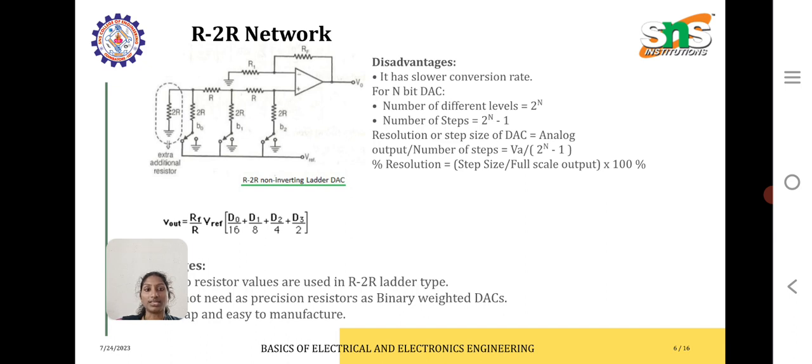In the advantages, the resistor values used in the R2R ladder type do not need any precision resistors, as the binary weighted resistor does. It does not need any precision resistors and it is cheap and easy to manufacture. Whereas in disadvantages, the resolution or step size will be step size divided by full scale output into 100%. If we calculate, we will get the percentage resolution. The main disadvantage is that it will have 2 power n minus 1 steps.